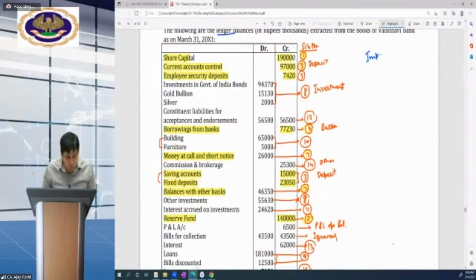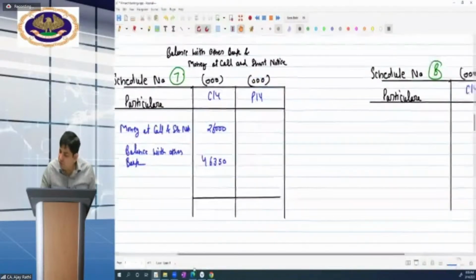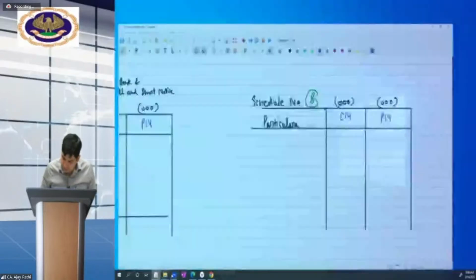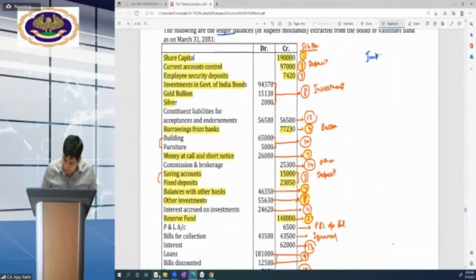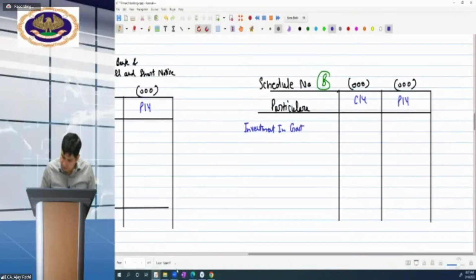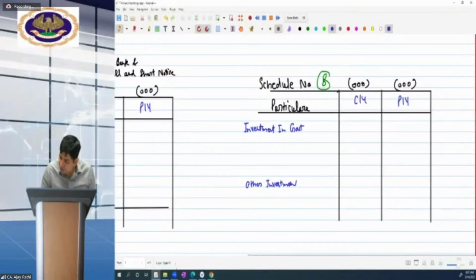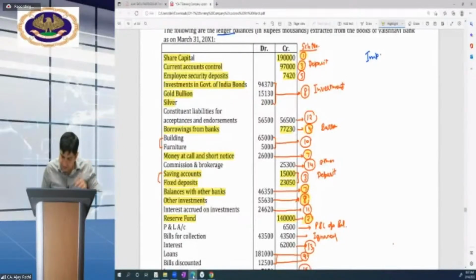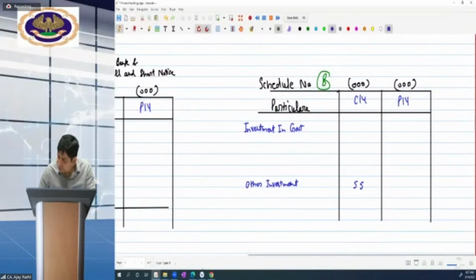After 7, now we are moving to number 8, that is other investments and investments. We are moving to schedule number 8. Investment in government and other investments. Beta, study material has assumed investment in shares, but we are not assuming. We are giving clearly the word other investment, as the question gives. 55,630 is for others.